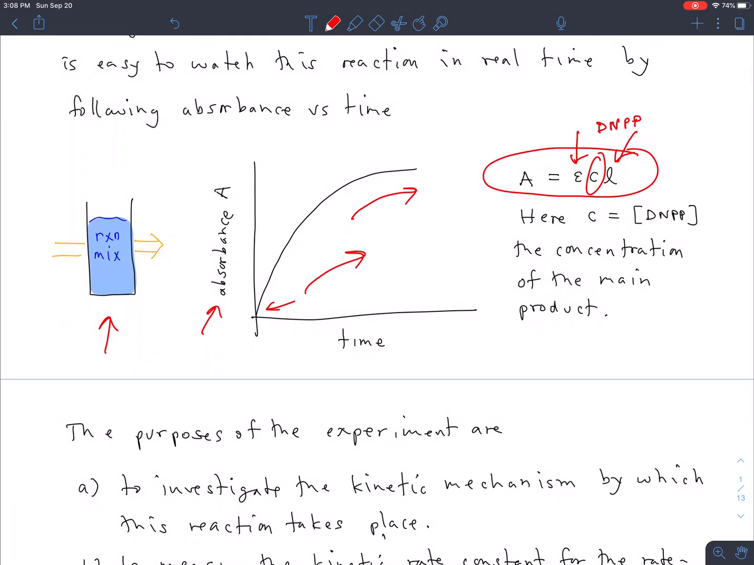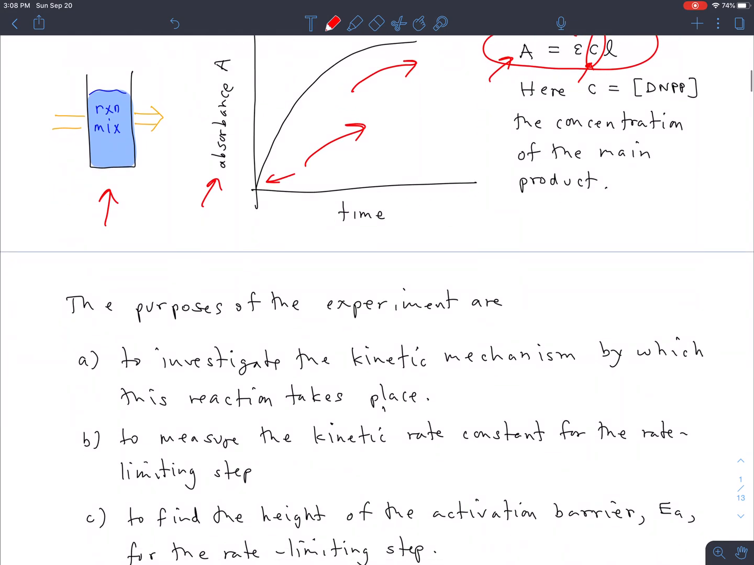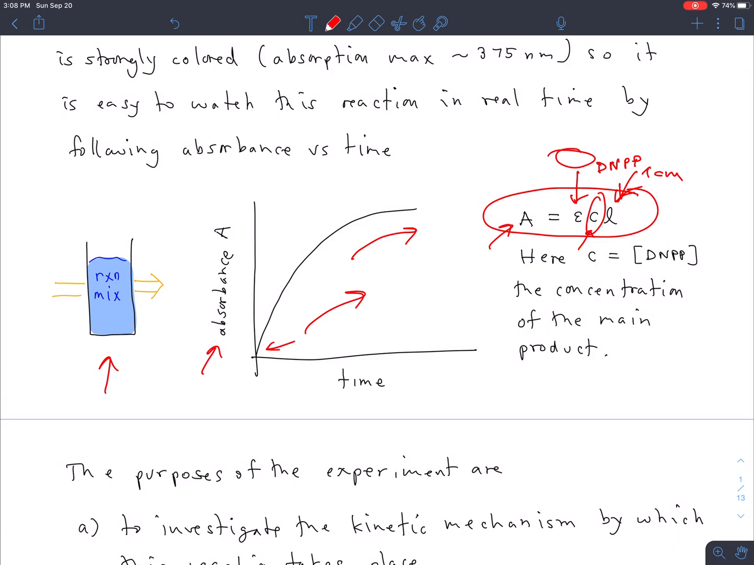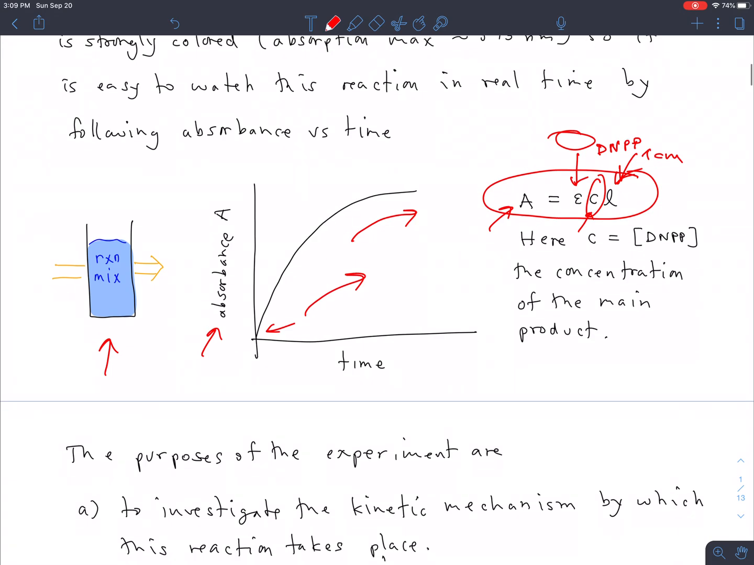And so if we know the extinction coefficient, which we do, or we have a good estimate of it anyway, and we know the path length, which is 1 centimeter, then we can calculate what the concentration of the DNPP is at every point in time by just following the absorbance as a function of time. This is a standard sort of thing, and reactions like this that have a colored product are very popular for that reason. Oftentimes in kinetics experiments, the most difficult thing is finding a way to monitor the changes in the chemical concentrations versus time. And a colored product or a colored reactant, either one, is probably the very best situation to do that.